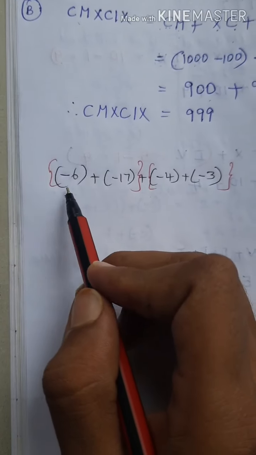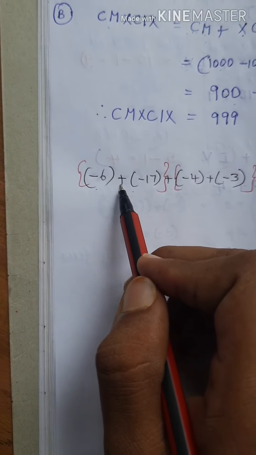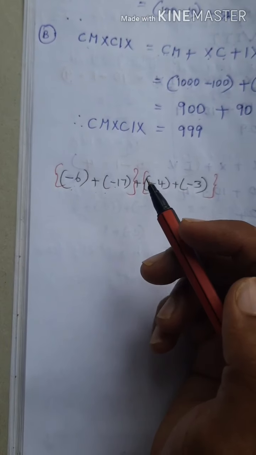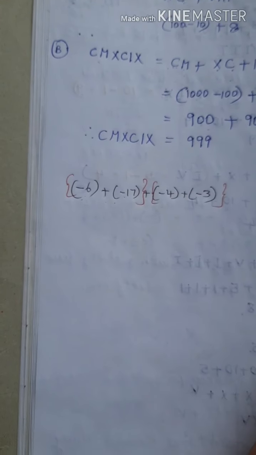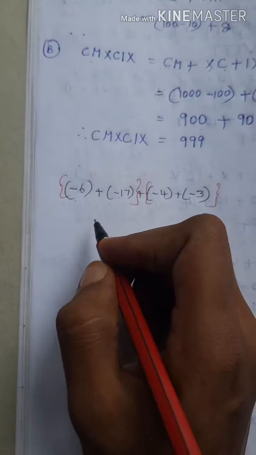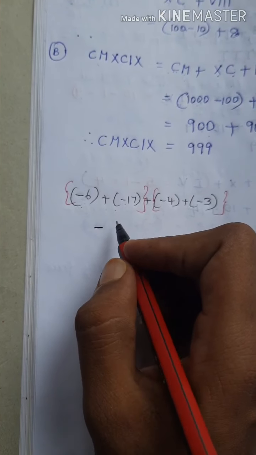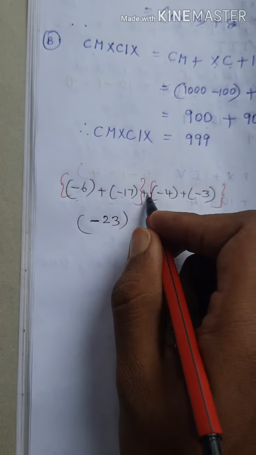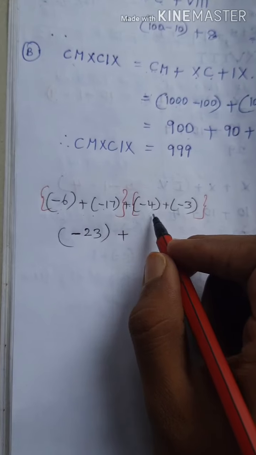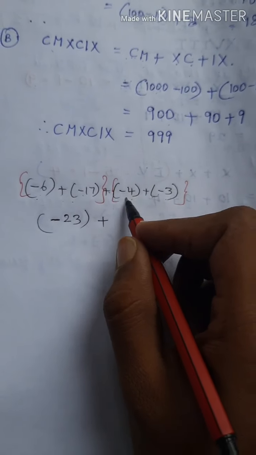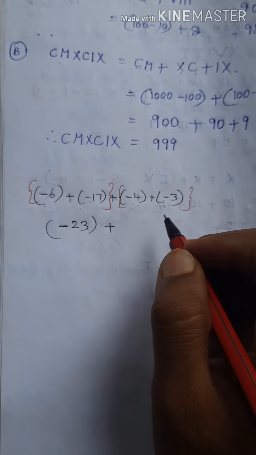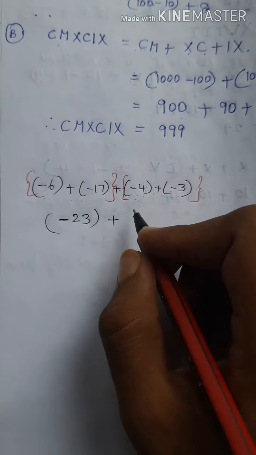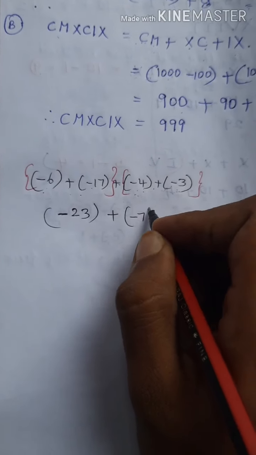So minus 6 plus minus 17. You are adding minus 6 and minus 17. Both are which kind of number? Negative. Both are negative integers, so you have to add and put the minus symbol. So 17 plus 6 is 23. Put it in a bracket. Same, what symbol is here? Plus. Now minus 4 plus minus 3. Both are negative integers. What do I want to do? Add. So minus 4 minus 3 is minus 7.